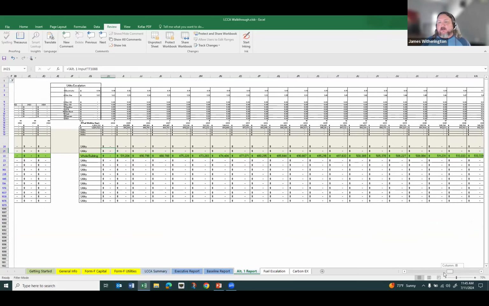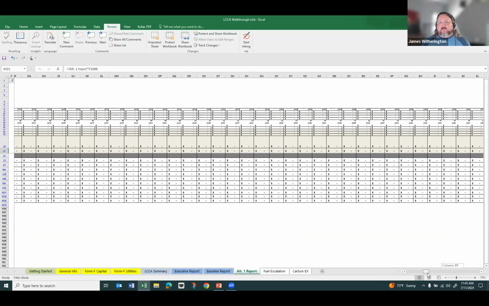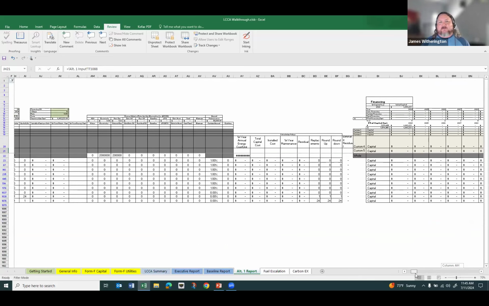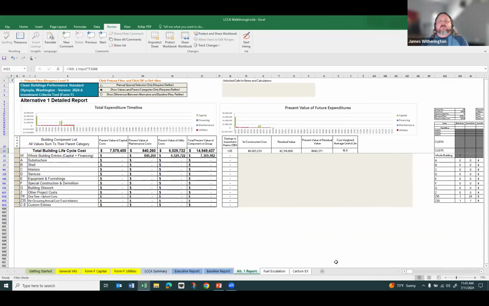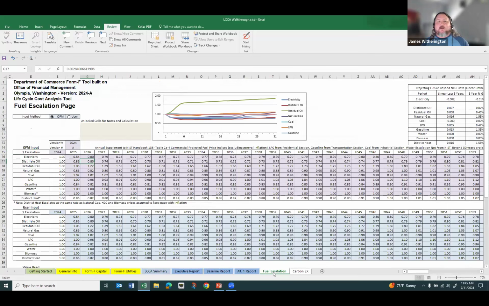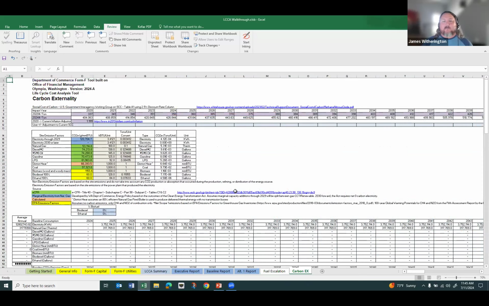And it's just to show you, and I don't want to scroll too fast for anyone, but it's a pretty extensive schedule that's built out through this. This tab is your fuel escalation rate tab, which, like I mentioned, comes from NIST 135 annual supplemental. And it has the different rates and the assumptions that are being driven into this. And the final one is your CapEx or Carbon X rates as well. I think that's all I had for the tab, so I can start answering questions.